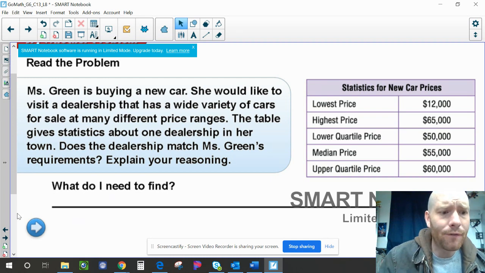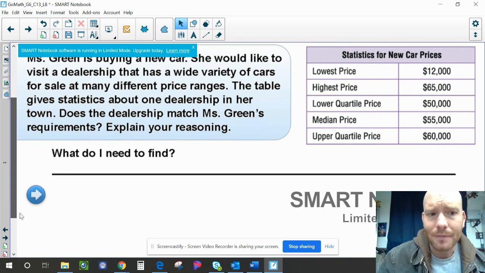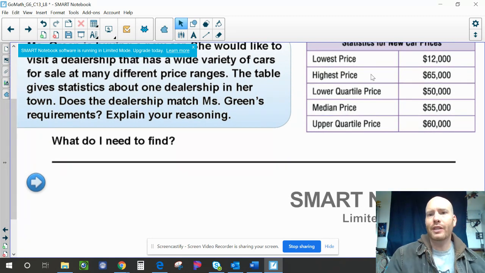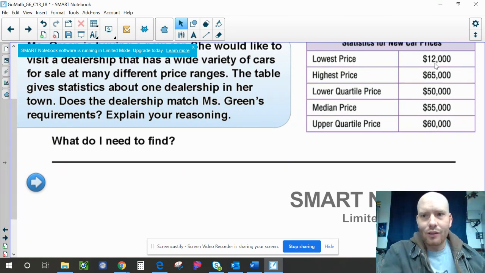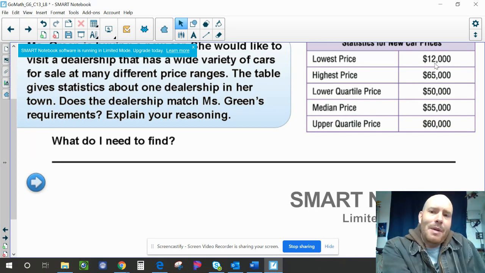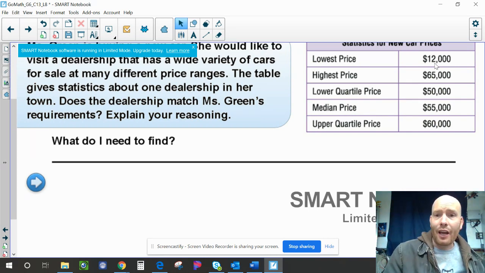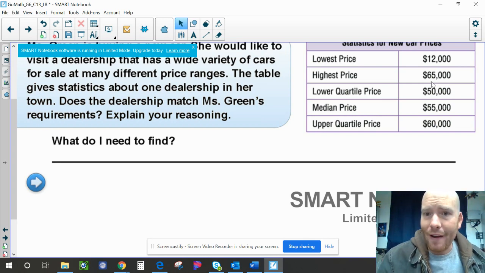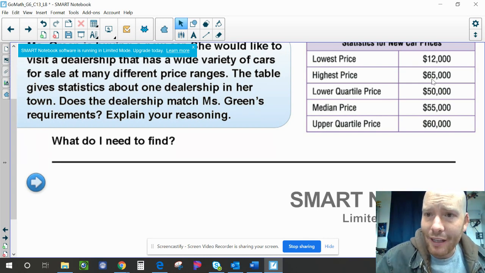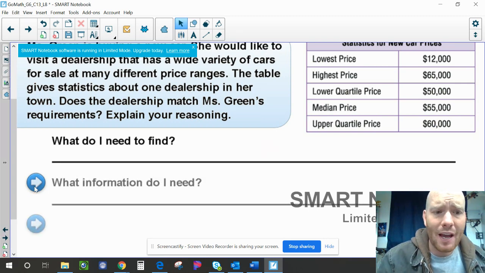So we can first start looking at the data it gives us. It gives us the lowest car price, and she's at an expensive lot. $12,000 is the lowest car price. I guess maybe these are all new cars. Highest car price, man, she's looking at some Teslas here. $65,000. Lower quartile, $50,000. The median, $55,000. Upper quartile, $60,000. Okay, so we found that.